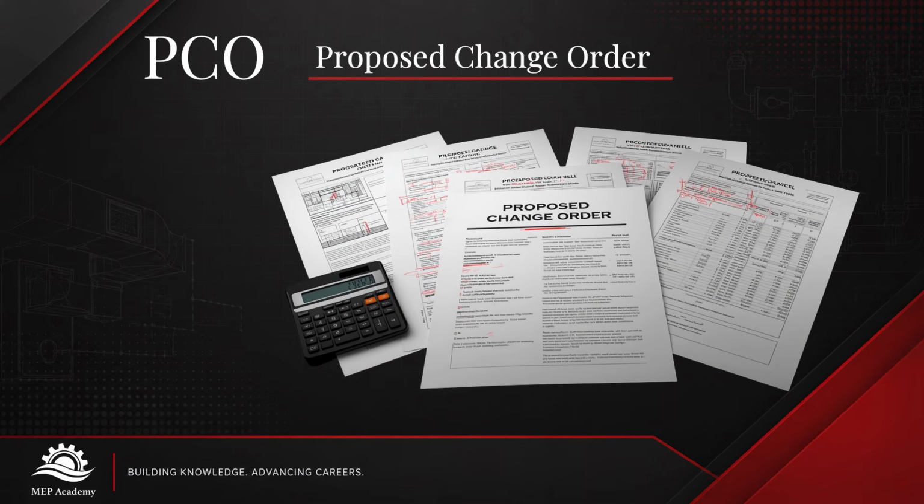Number 55. PCO, proposed change order. A PCO is a proposed change submitted for review before becoming a formal change order. It typically identifies the scope change along with the proposed adjustment to contract cost, schedule, or both.